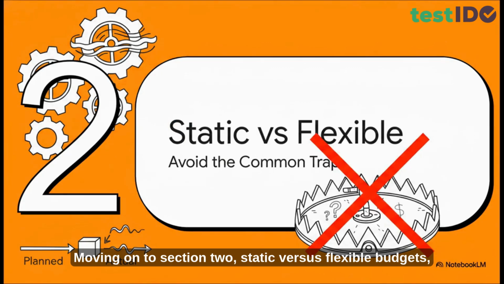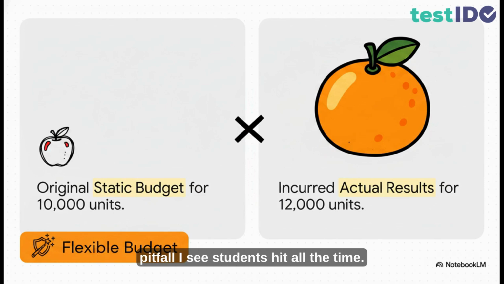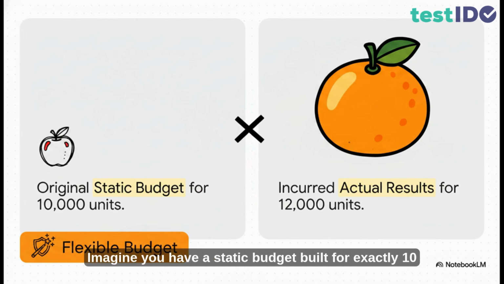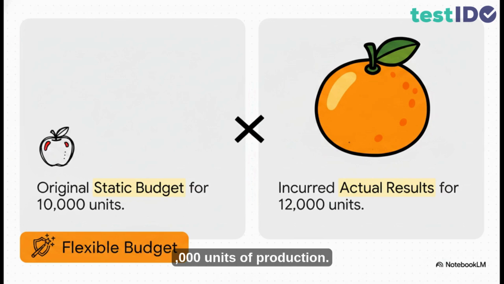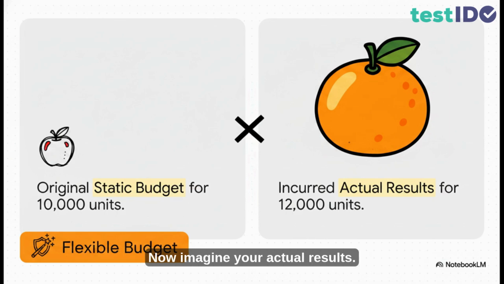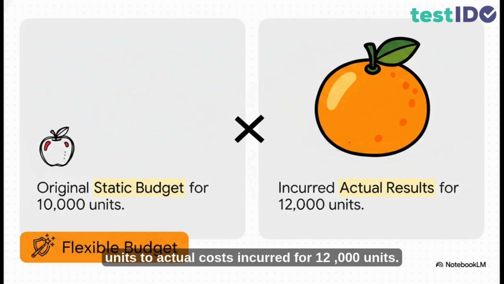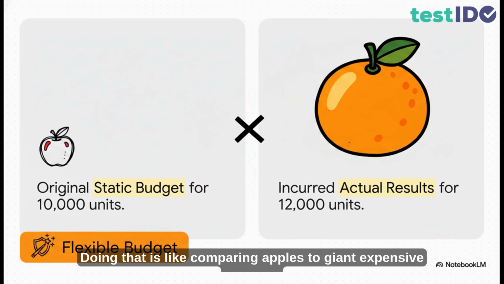Moving on to section 2, static versus flexible budgets: avoiding the common trap. Before we get completely lost in the weeds of the math, we really need to lay the foundation and avoid this massive pitfall I see students hit all the time. Imagine you have a static budget built for exactly 10,000 units of production. That's your original plan based on one single rigid level of output. Now imagine your actual results come in and boom, you produce 12,000 units. You absolutely cannot compare a budget made for 10,000 units to actual costs incurred for 12,000 units. Doing that is like comparing apples to giant expensive oranges.